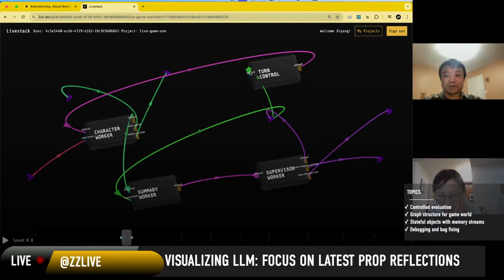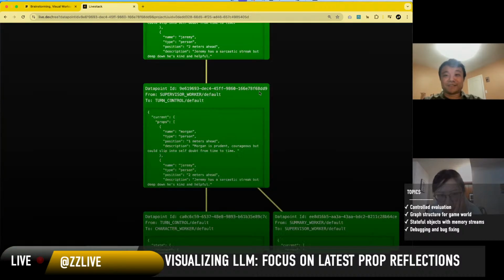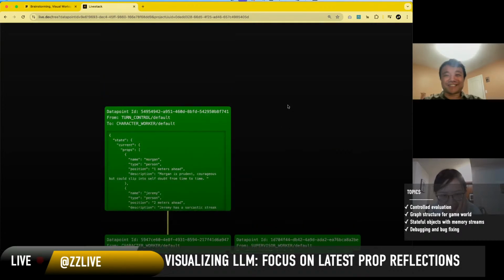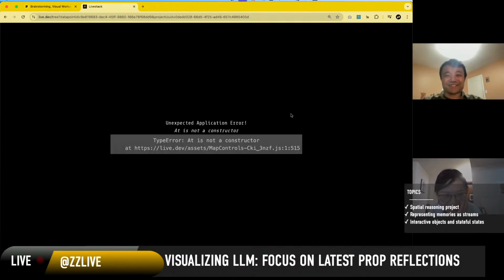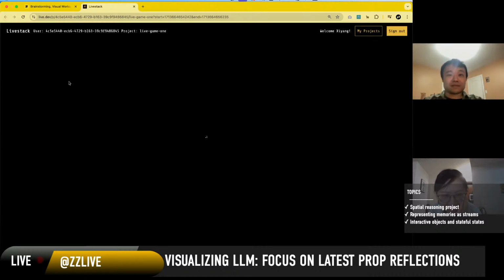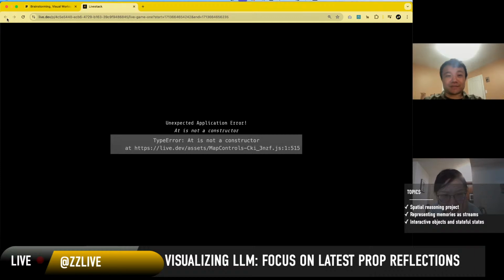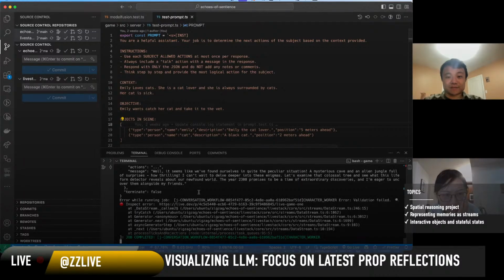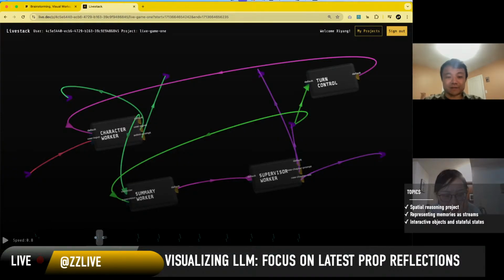Okay, time to use the data tray. Yeah. Nice. Oh yes. Oh no. What's this? "at is not a constructor." What is this map controls? Oh no. What's this? Oh, okay. They kind of failed as expected.